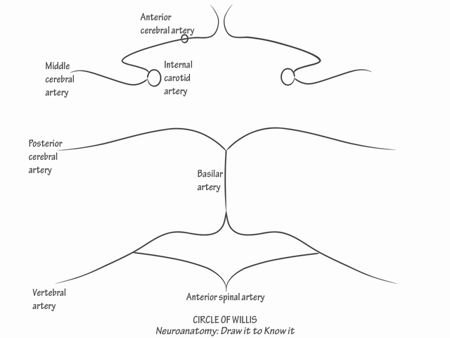Next, connect the internal carotid and posterior cerebral arteries with the posterior communicating arteries. Then show that the anterior communicating artery connects the two anterior cerebral arteries.